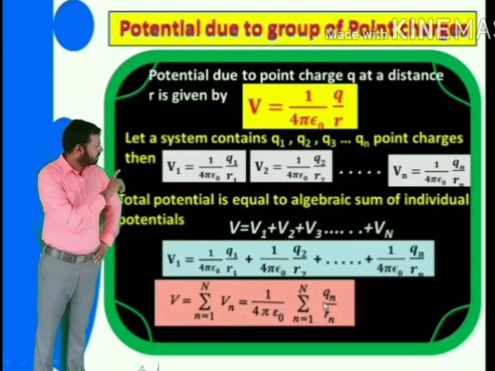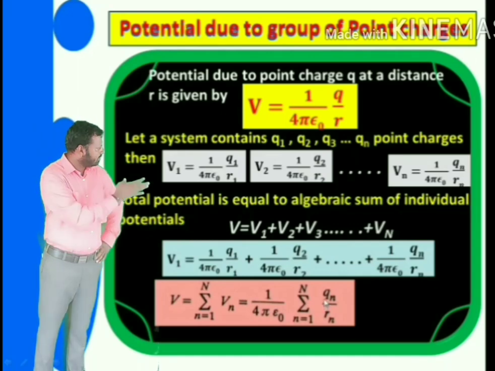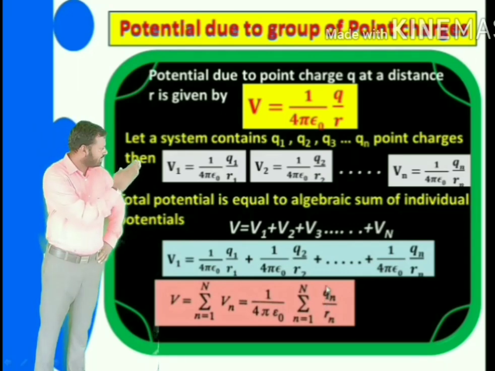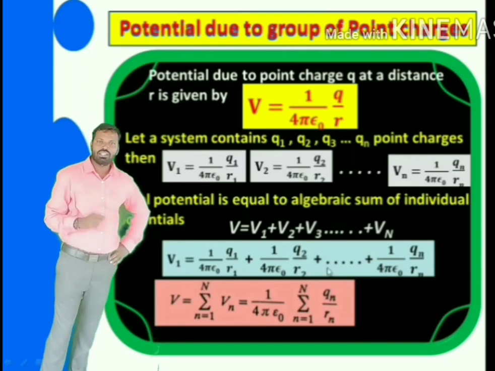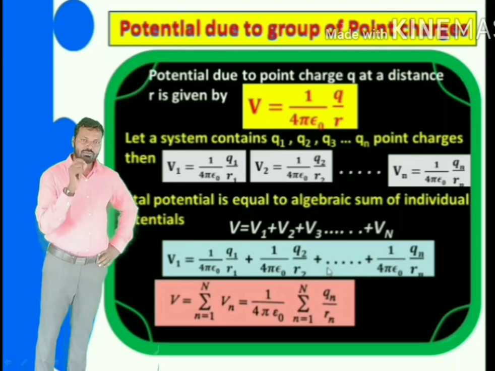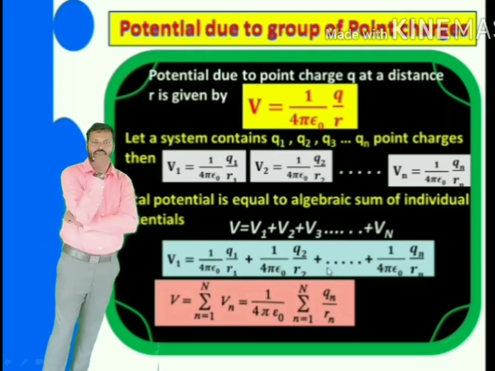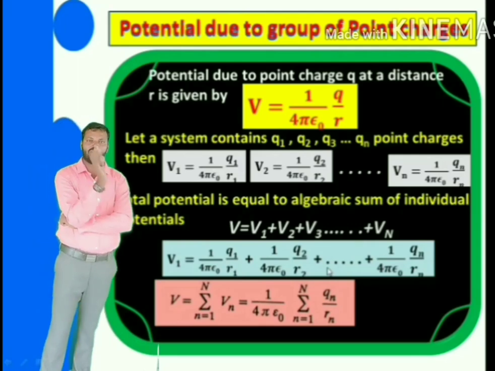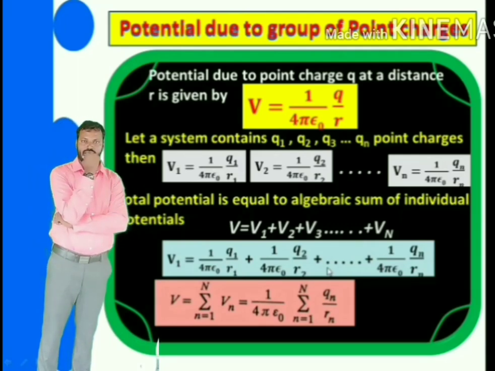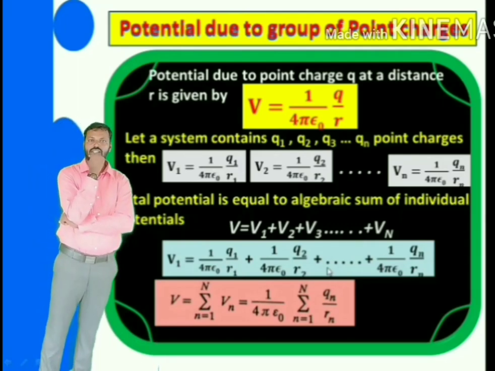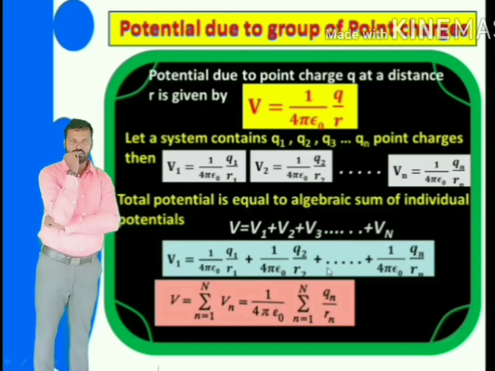If I use summation, then V is equal to summation n is equal to 1 to N of Vn, that is equal to 1 by 4 pi epsilon naught summation n is equal to 1 to capital N Qn by Rn, where n is an integer 1, 2, 3, and so on up to N. This is the potential of a system of point charges.